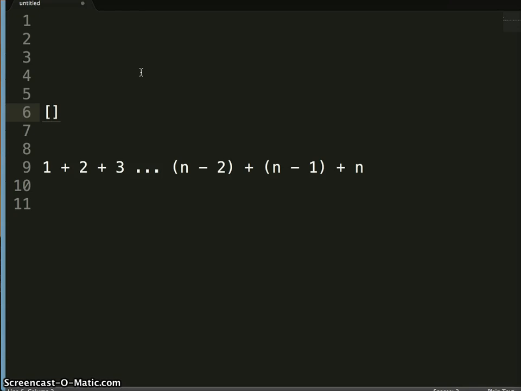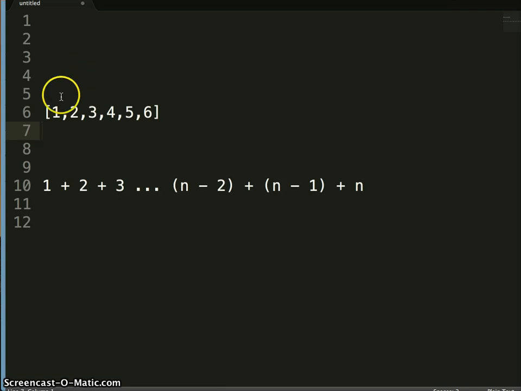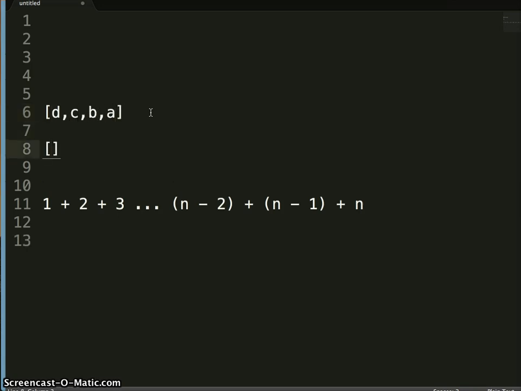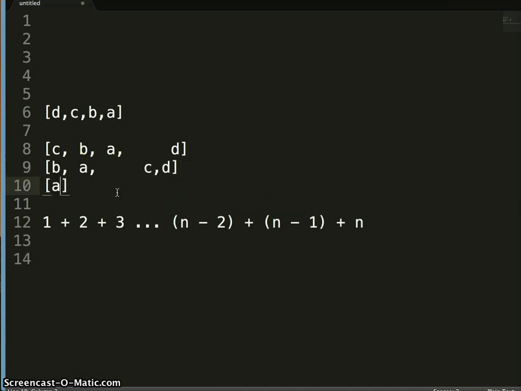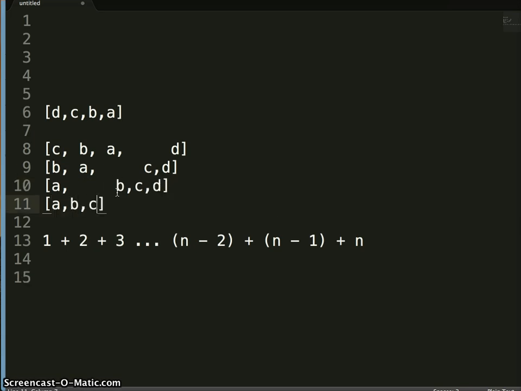So we have a list of n elements, right? Actually, let's say we have D, C, B, A. What we do is we find the max element and then we put it at the back. So we have, let's say, C, B, A, D. D was the largest, so we put it at the back. Now the next time we only look through 3 elements. So now we have B, A, and we put C and D at the back. Then the next time we only look at 2 elements, so we get A, B, C, D, and finally we look at only 1 element.